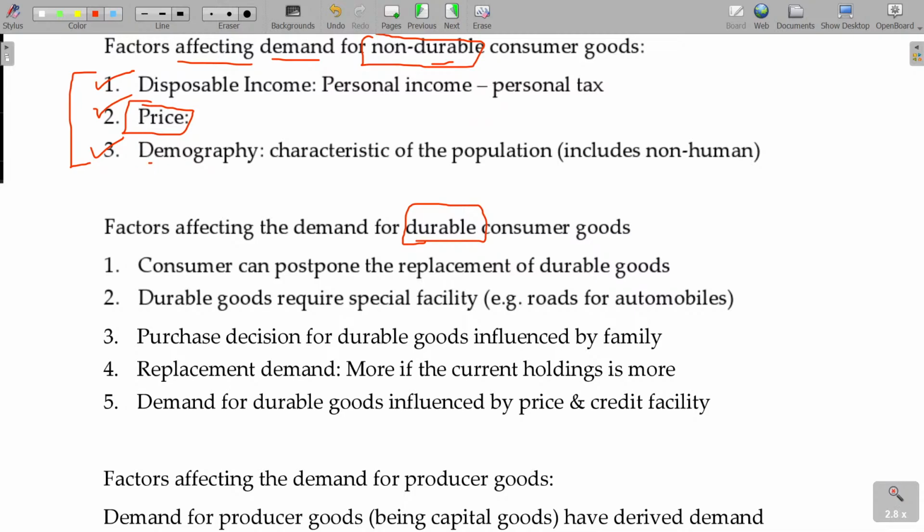Demography. Characteristics of the population also matter here for the non-durable consumer goods requirement. It includes even the non-human population. Some societies will respond differently. So that's called characteristics of the population. Whatever offer we give, sometimes we won't purchase because our character is different. Our society's character is different.